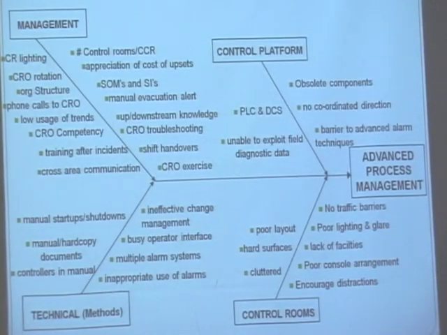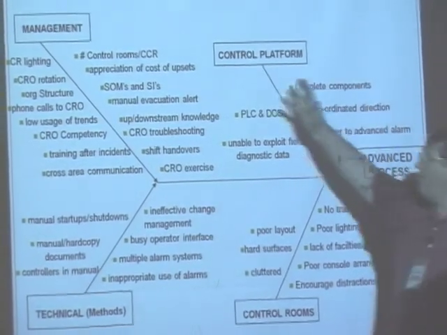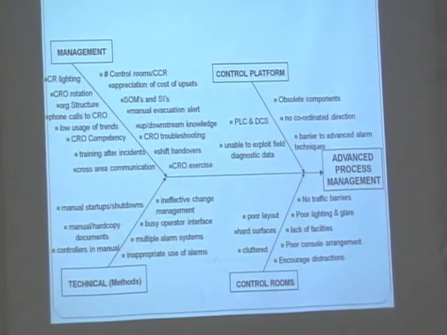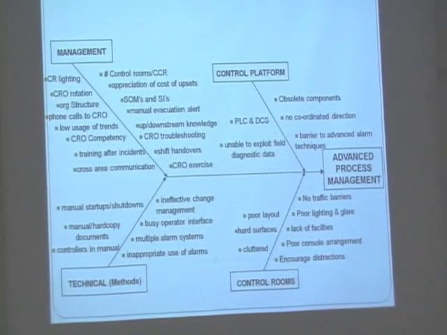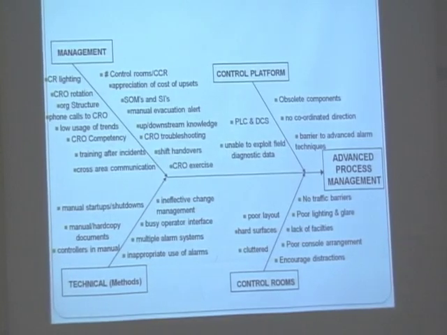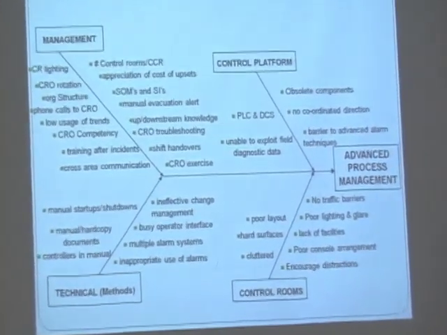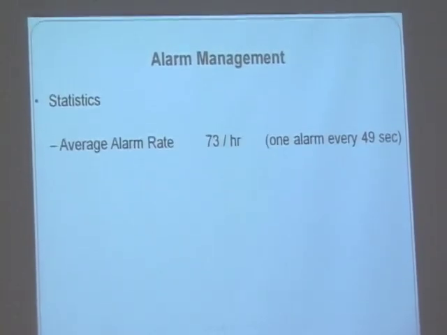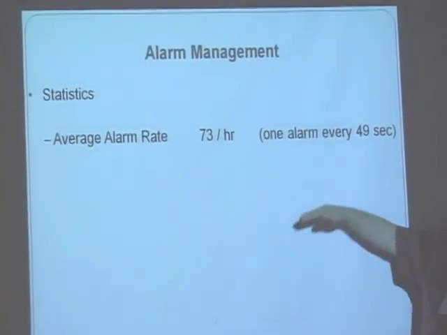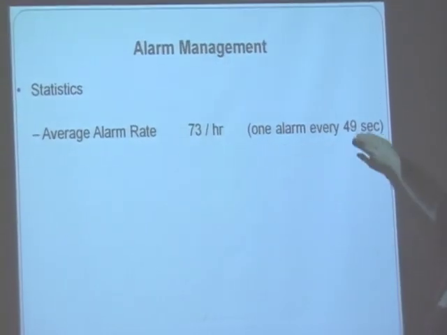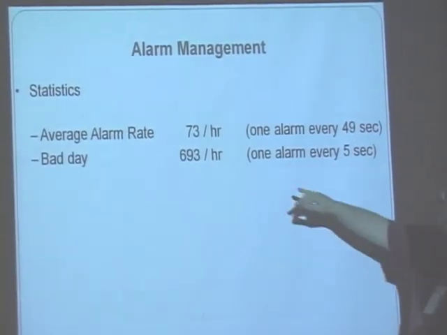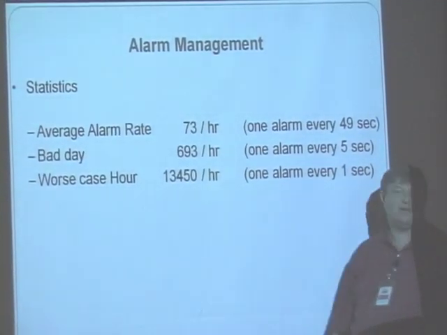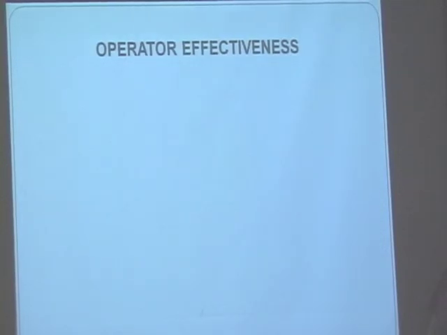Again, using that same customer, we went through what are all the issues that they have, from the control issues, the alarm issues, the graphics issues, the procedure issues, the training issues, and we just documented them all in this type of format. We went through looking at statistics on their alarms, and basically what we saw was alarm rates of 73 per hour, which is 1 every 49 seconds. On a bad day, that increased to 693 per hour. On a really bad day, they went to 13,450 alarms per hour, right?